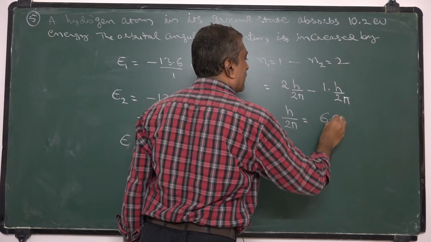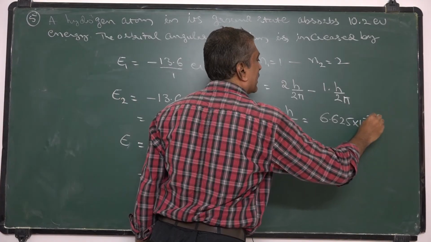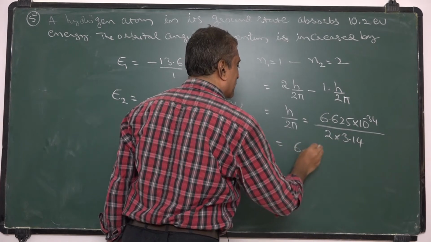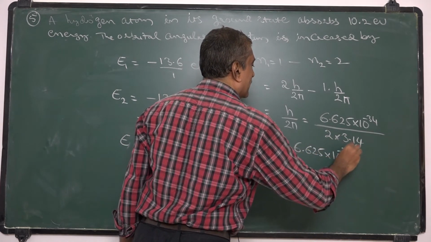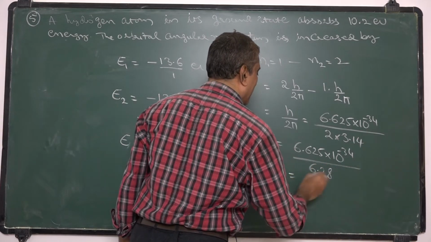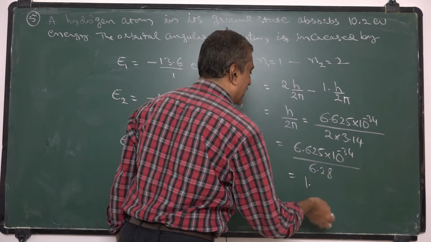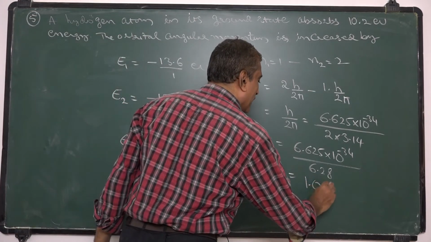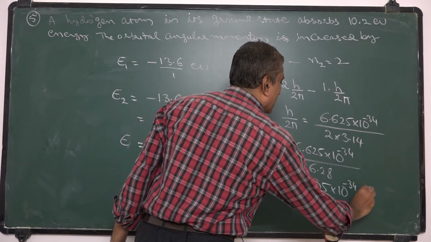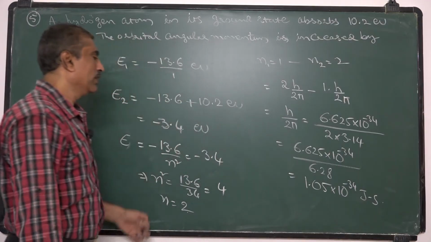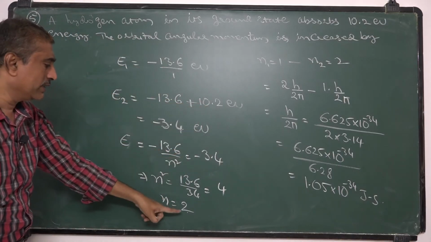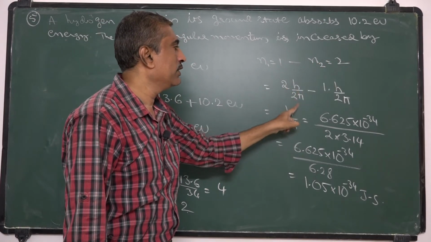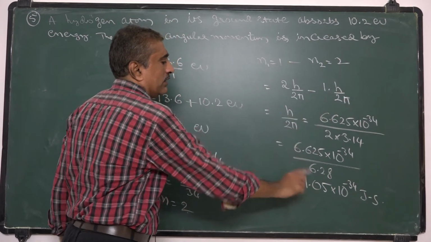That is 6.625 times 10 power minus 34 by 2 into 3.14, that is approximately 6.625 times 10 power minus 34 by 6.28, that is approximately 1.05 times 10 power minus 34 joule second. Okay. So electron absorbing this energy excites to state 2. If it excites to state 2, there is a change in its angular momentum, that is 2h by 2 pi minus h by 2 pi. From this we can calculate.